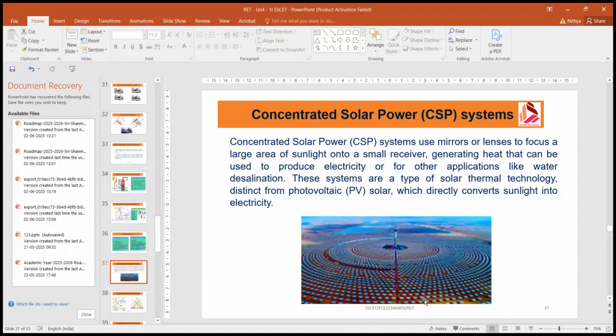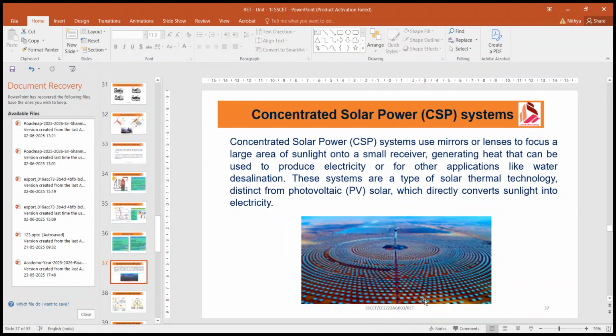Okay, today we will discuss concentrated solar power, that is CSP systems. These are major systems being incorporated nowadays for solar energy. CSP systems use mirrors or lenses to focus a large area of sunlight onto a small receiver, generating heat that can be used to produce electricity or for other applications like water desalination.